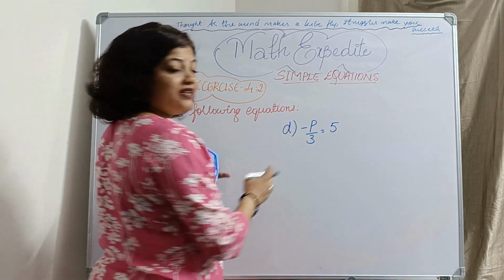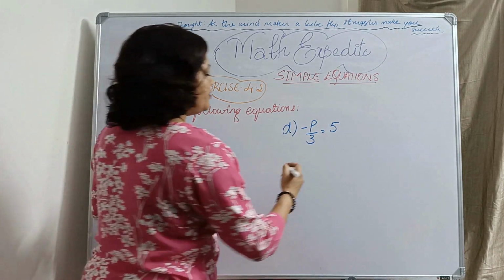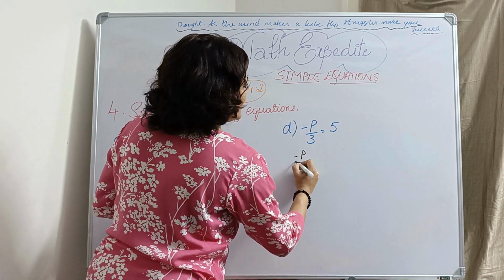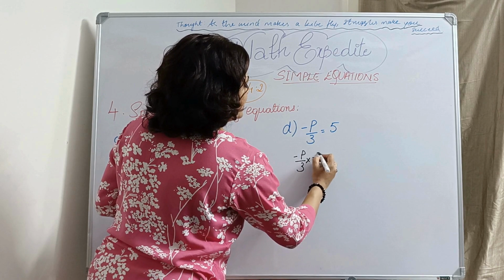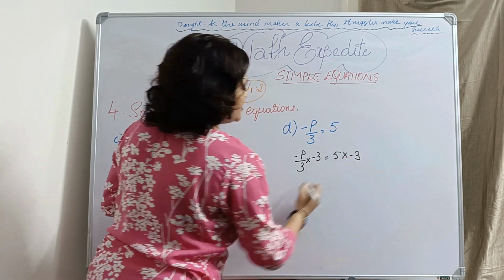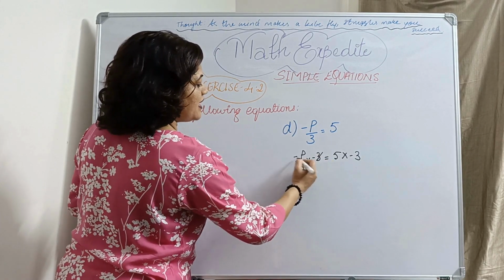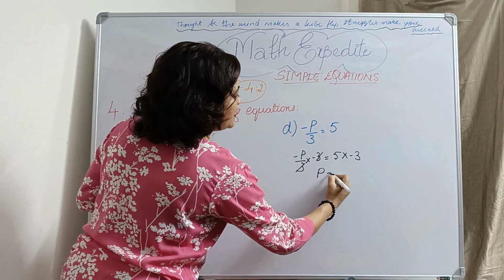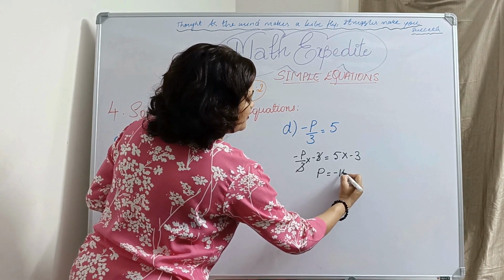Here, minus p by 3 is equal to 5. So what are we going to do? We're going to multiply by minus 3 on both the sides. So what happens here? 3 and 3 get cancelled. Minus into minus becomes plus. So we get p equals minus 15.